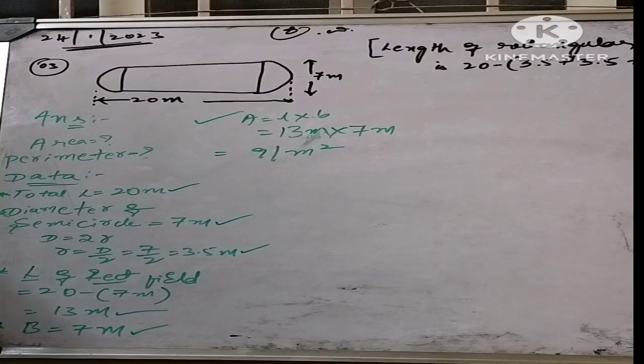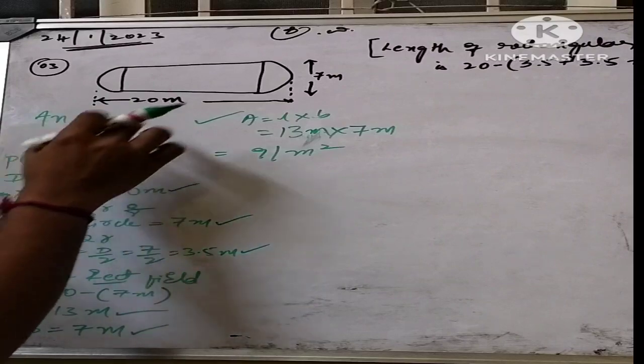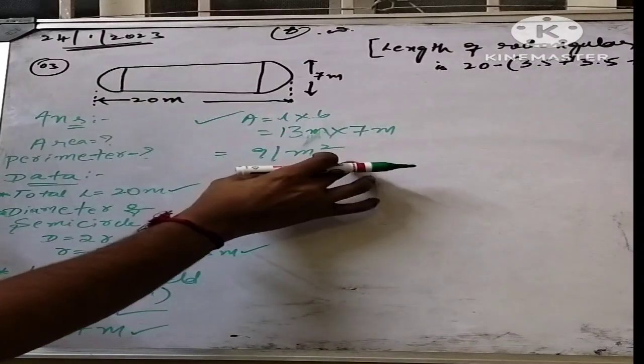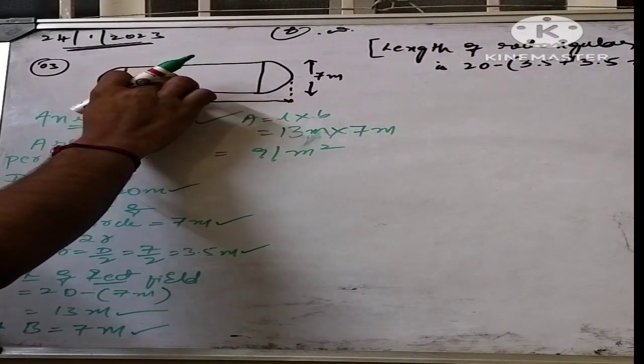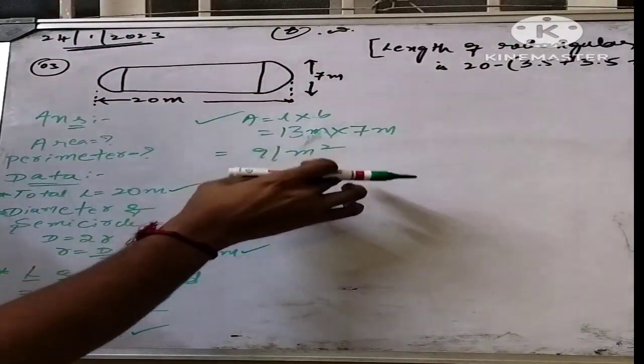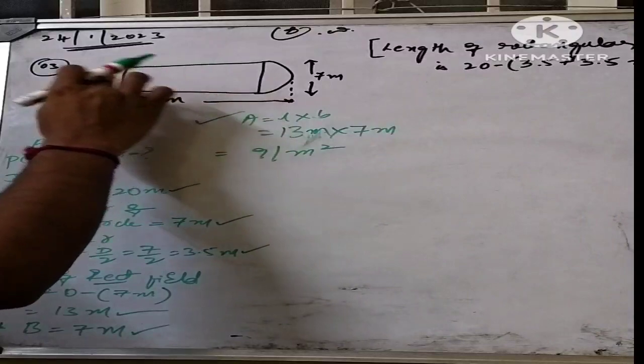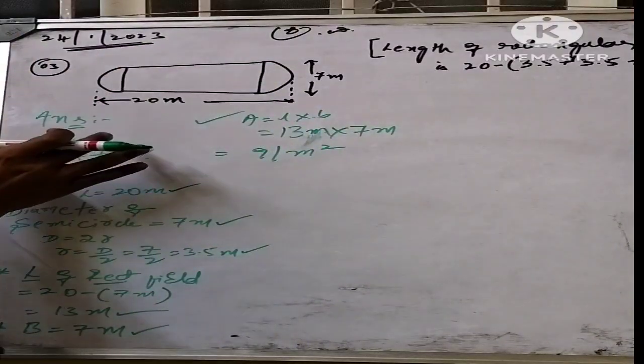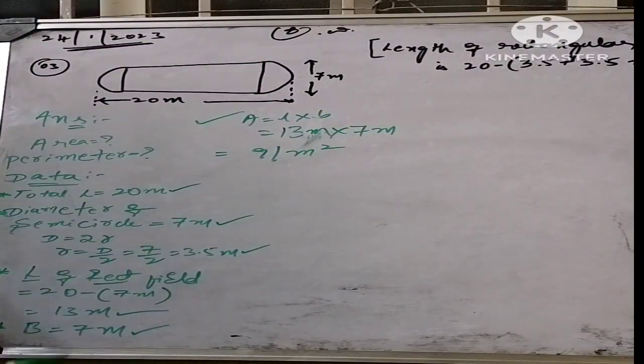He has asked in the question to find the area and perimeter for the total garden. Now we have found the area for the rectangular field, and we have to find the area for the semicircles. Then we add both areas, and only then will we get the complete area. So let's find the area for the two semicircles.